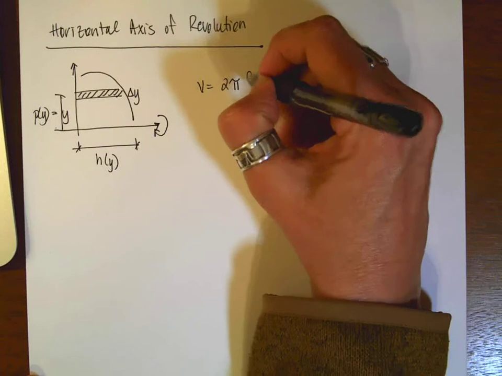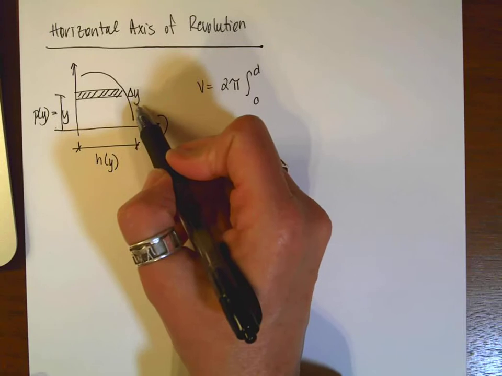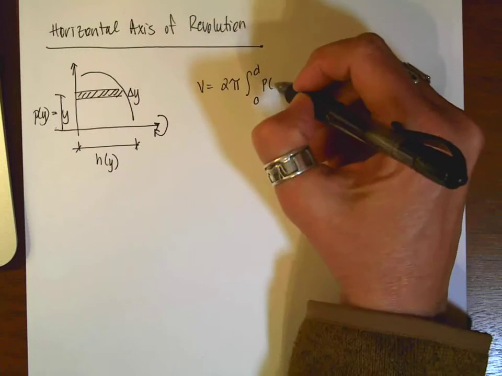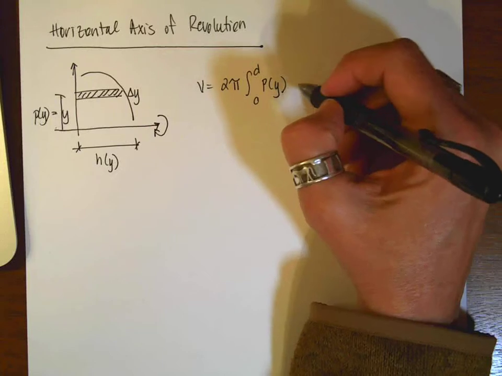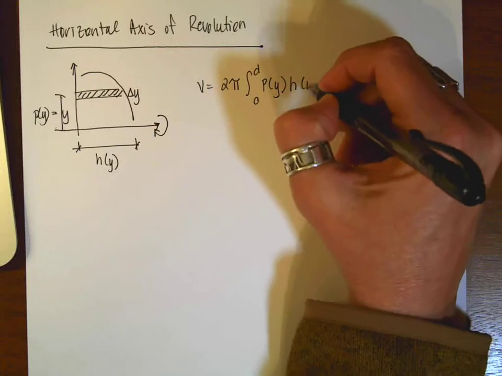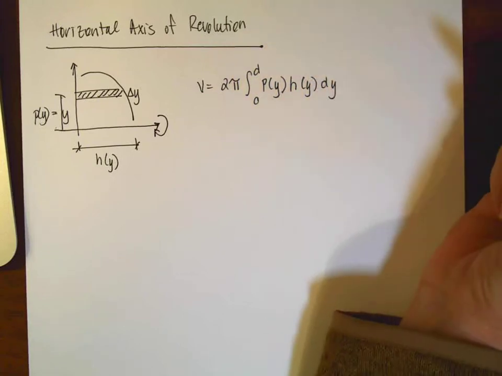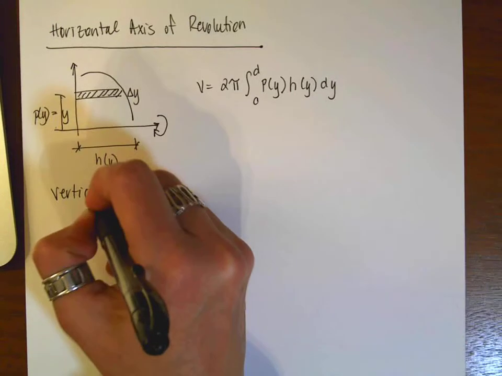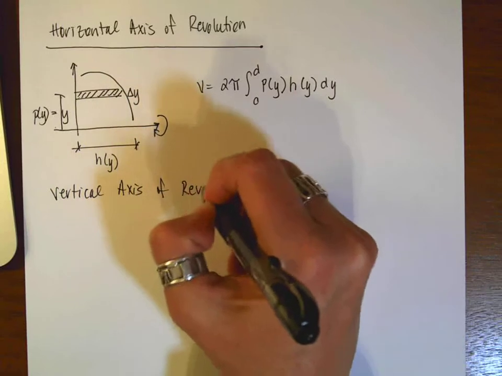So then if I write my volume formula, it's going to be 2 pi times the integral from c to d. Notice because I have a delta y, everything needs to be in terms of y. And then I'm going to have the distance from the axis of revolution to the rectangle, times the height of the rectangle, times the thickness of the rectangle. Okay?